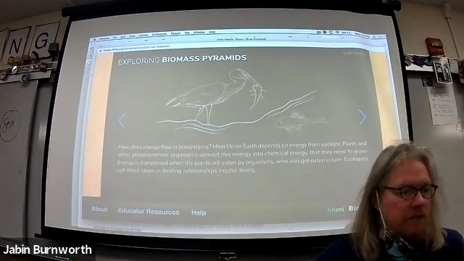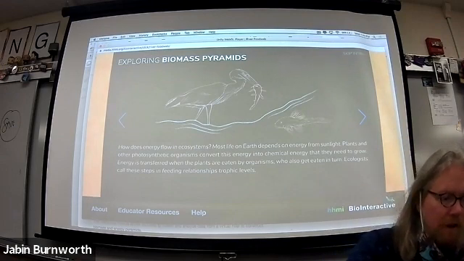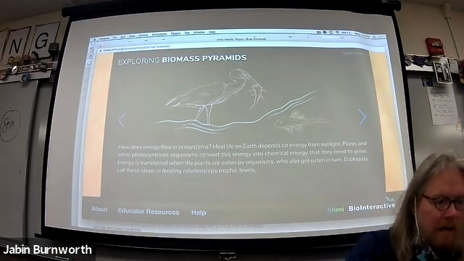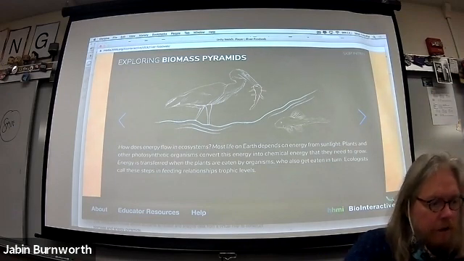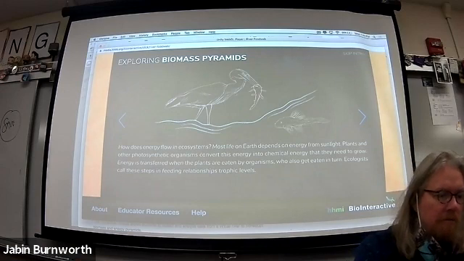How does energy flow in ecosystems? Most life on Earth depends on energy from sunlight. Plants and other photosynthetic organisms convert this energy into chemical energy that they need to grow. Energy is transferred when plants are eaten by organisms who also get eaten in turn. Ecologists call these steps in feeding relationships trophic levels.